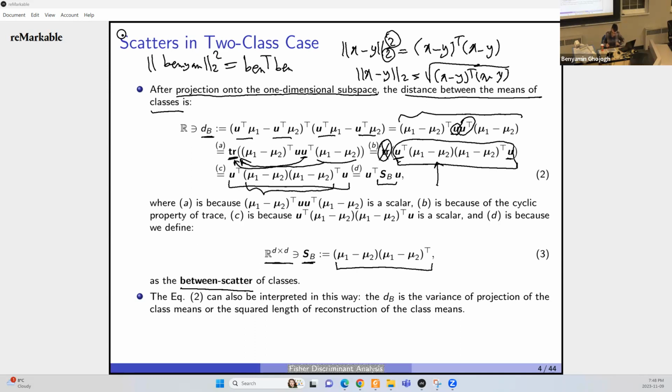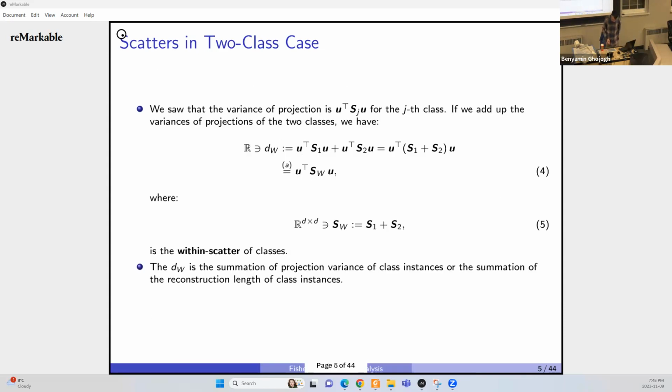As you see, it's the scatter between the means of the classes before projection. This was the Euclidean distance between the means of classes after projection, but SB is a scatter before projection in the input space. Okay, so far clear?